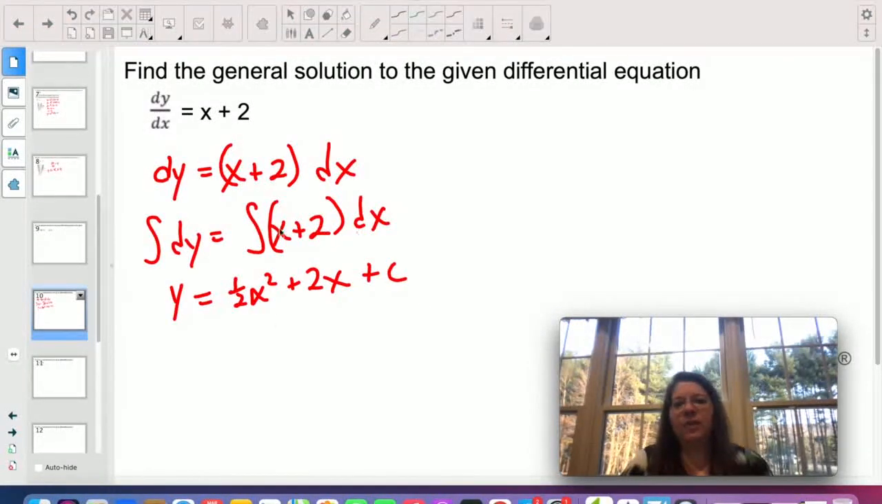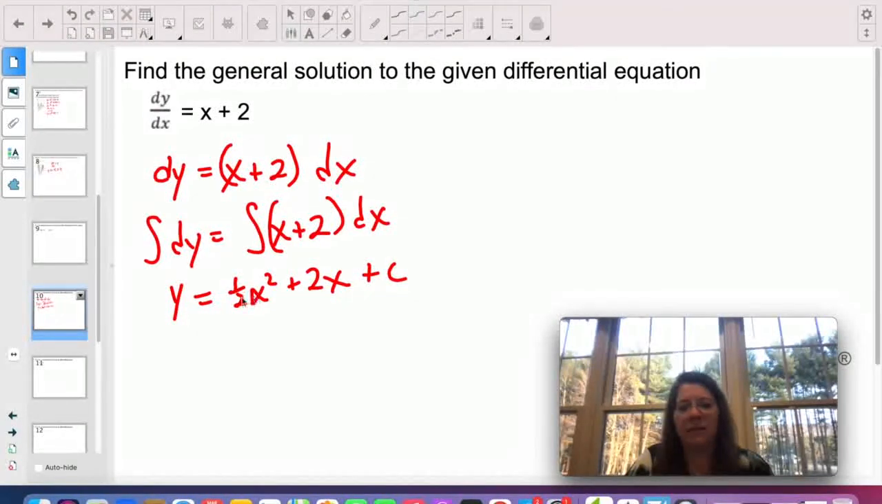So here is the general solution I get for this one. First, I separated the variables. I moved the dx over to be with the x. And then I took the integration of both sides. The integral of dy is y. The integral of x plus 2 is 1/2 x squared plus 2x plus c. You could have expressed this as x squared over 2.